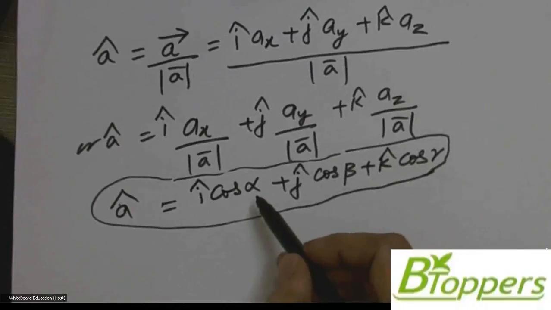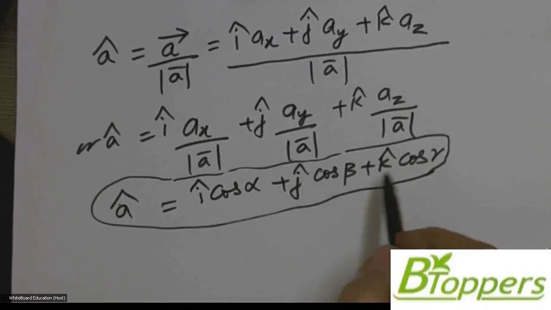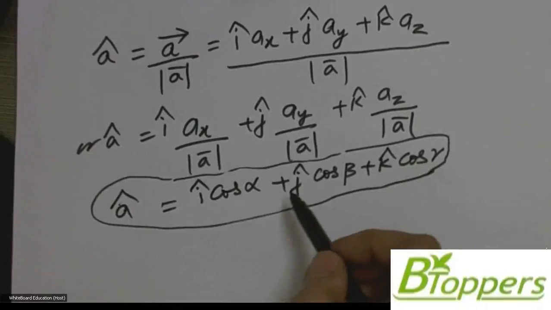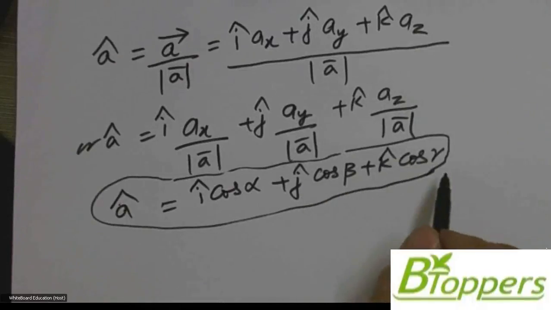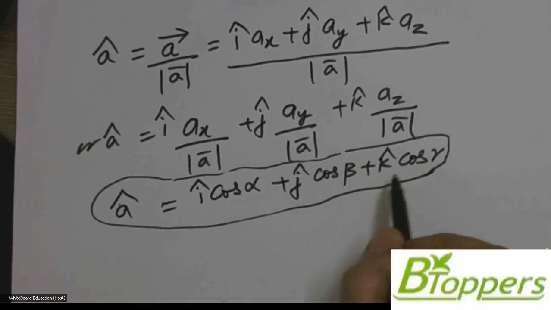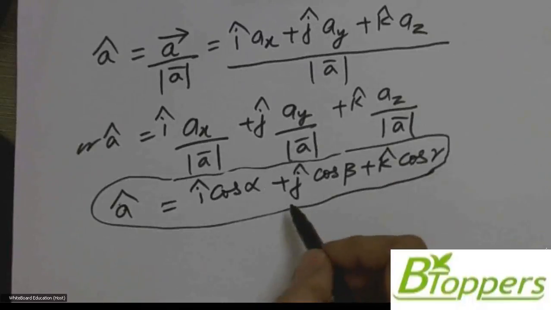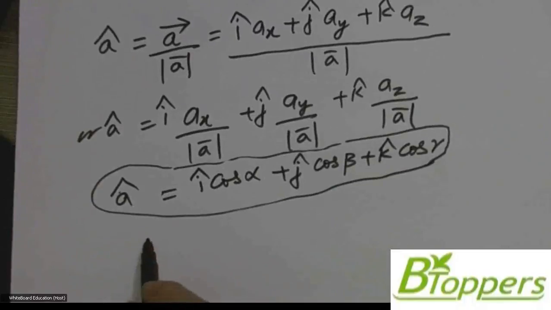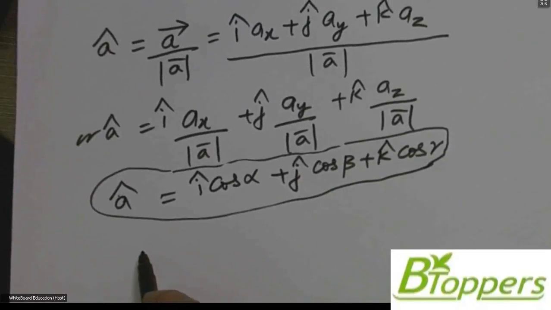So if you are given the three directional cosines of the vector, or the angles made by the vector with the three coordinate axes, then you can find the unit vector in the direction of the given vector. Now from this equation you can write modulus of A cap.